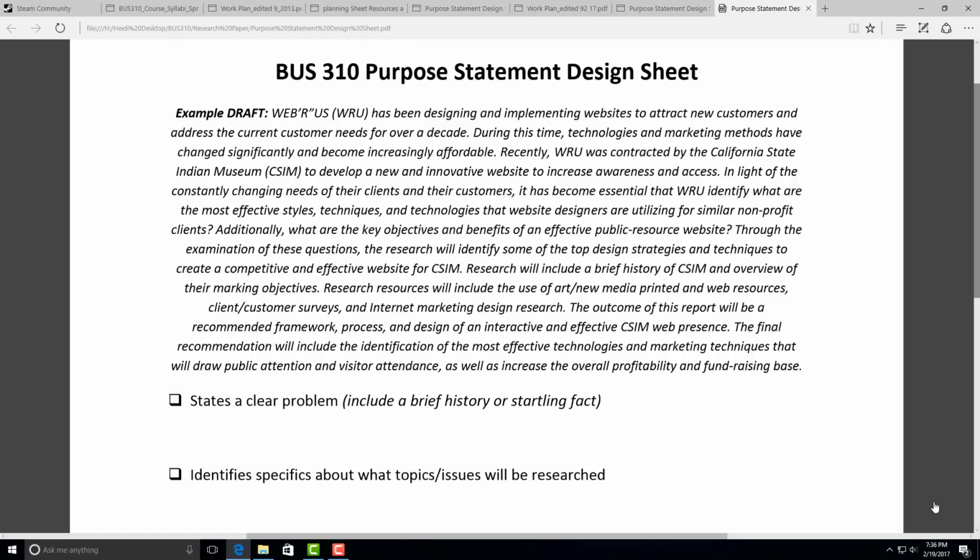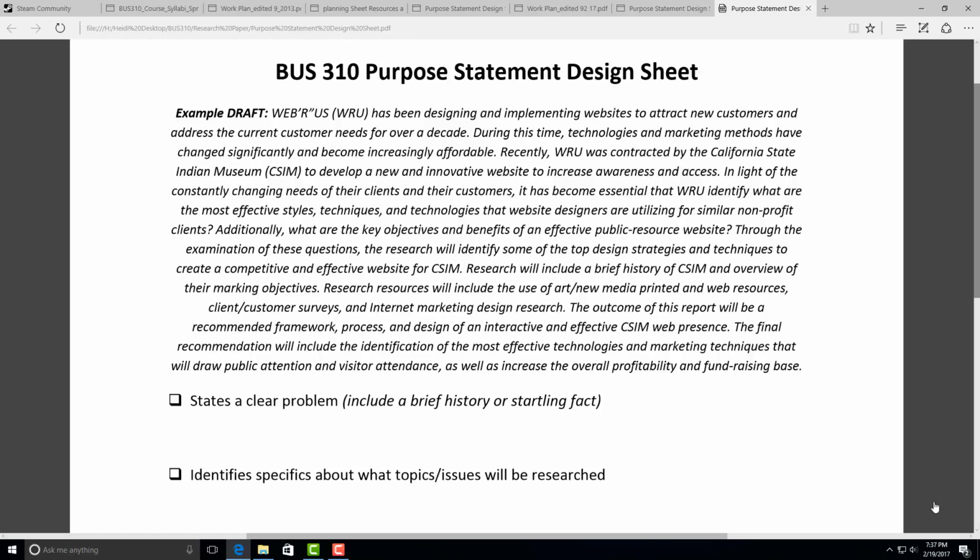awareness and access. In the light of the constantly changing needs of their clients and customers, it has become essential that WRU identify what are the most effective styles, techniques, and technologies that website designers are utilizing for similar nonprofit clients. Additionally, what are the key objectives and benefits of an effective public resource website? Through the examination of these questions, the research will identify some of the topic designs and techniques to create a competitive and effective website for CSIM.